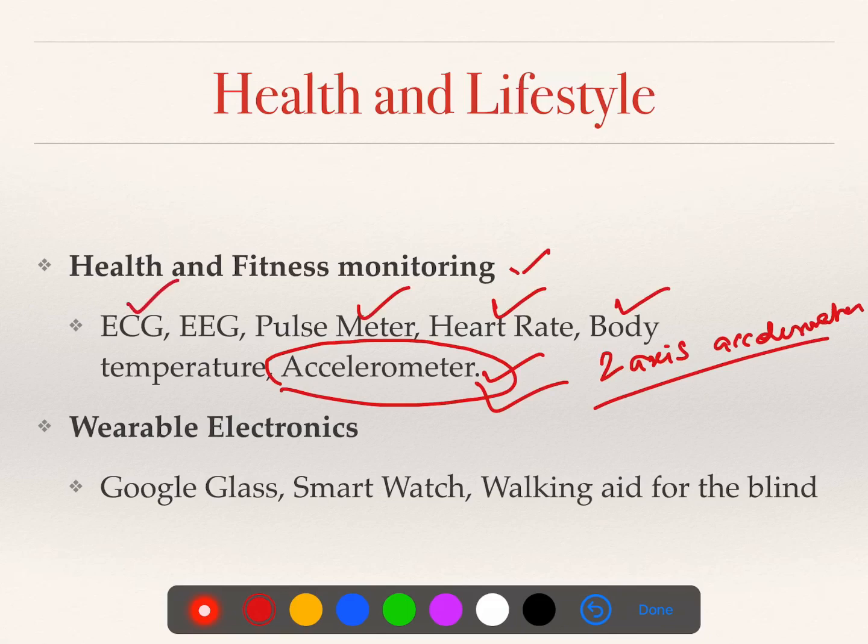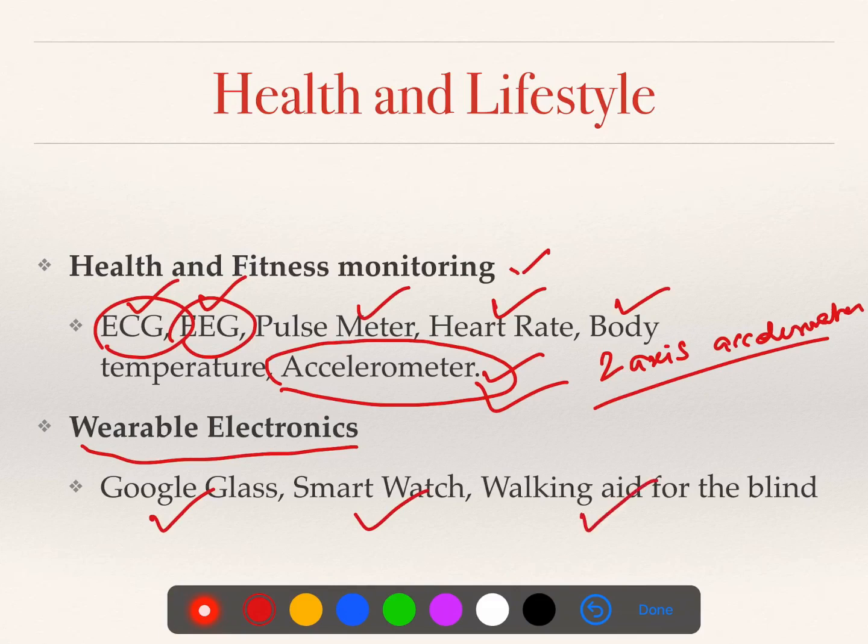And ECG, echocardiogram and electroencephalogram. So this is for brain signals and this is for heart signals. So this also can be monitored with simple miniature smartwatches. Then wearable electronics. So we have wearables like Google Glass and smartwatches, and a walking aid for the blind.